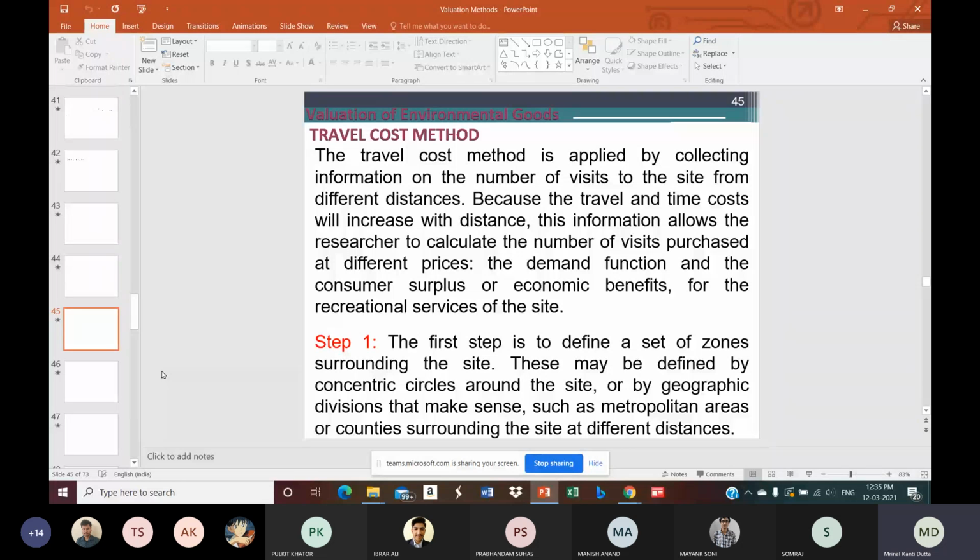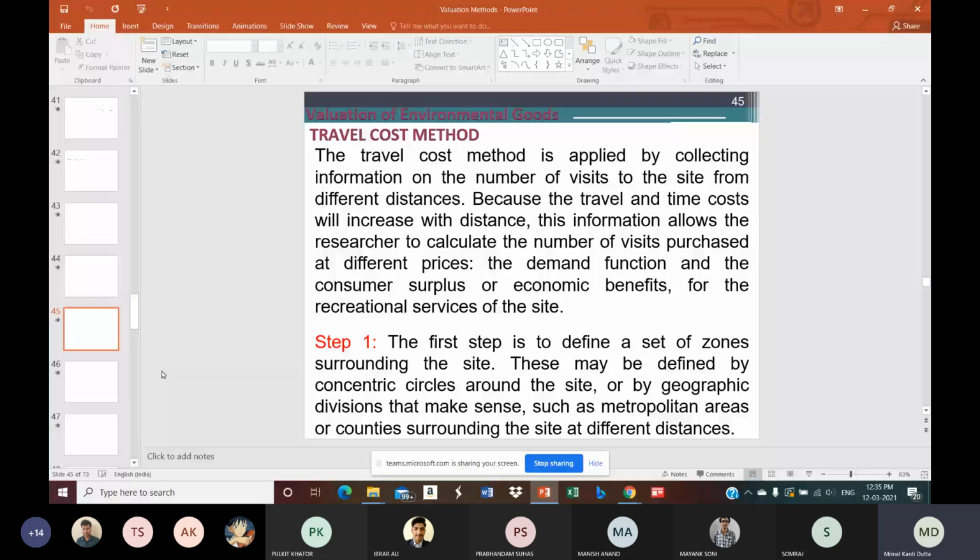Okay, so for the recreational services of the site, we can find out the demand function, and this demand function will help us in summarizing the consumer surplus, which is nothing but the economic benefits for the consumers from the sites. Okay, what are the stages or steps that are to be taken into account while carrying out the travel cost method?